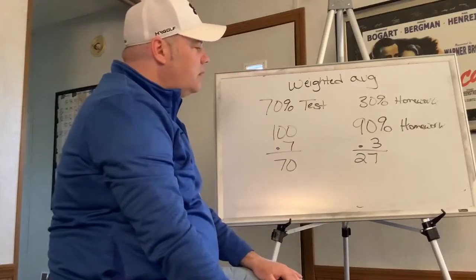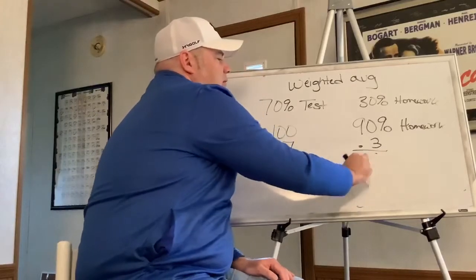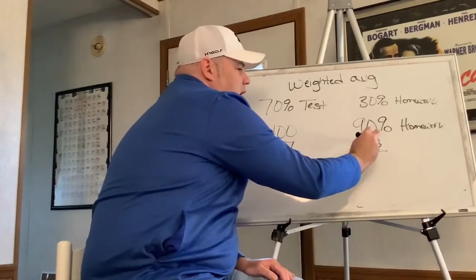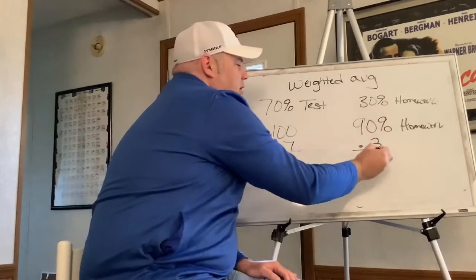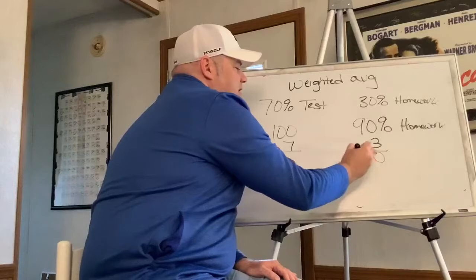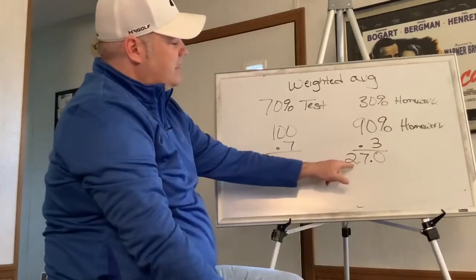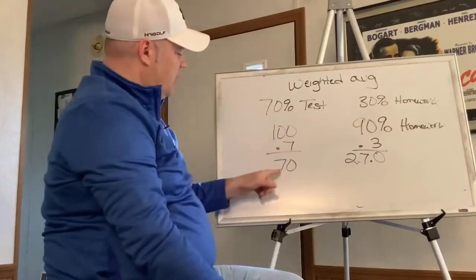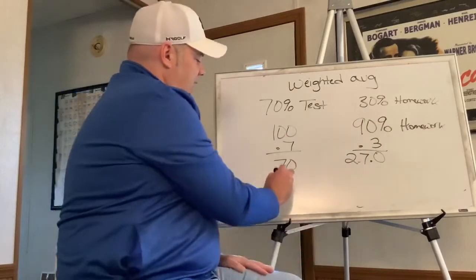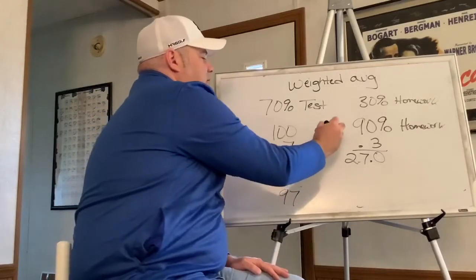Okay, let me do that in slow motion. 3 times 9 is 27, and then move the decimal once, it's 27. So 27 is what I get to add to my grade from my homework. So I was at a 70, and I add a 27, which means my grade is a 97% in this scenario.